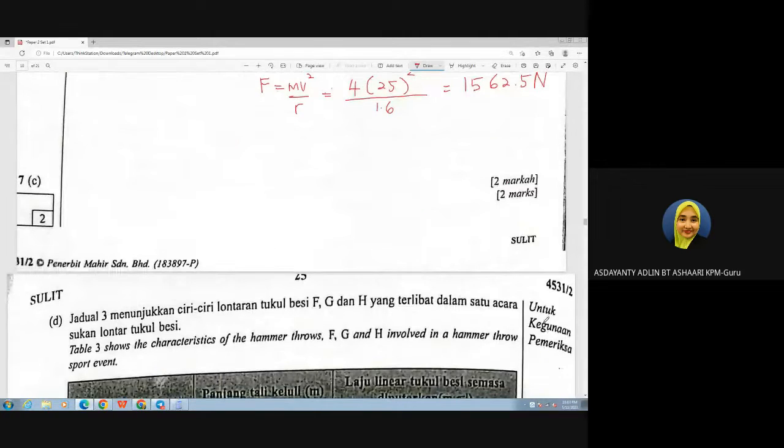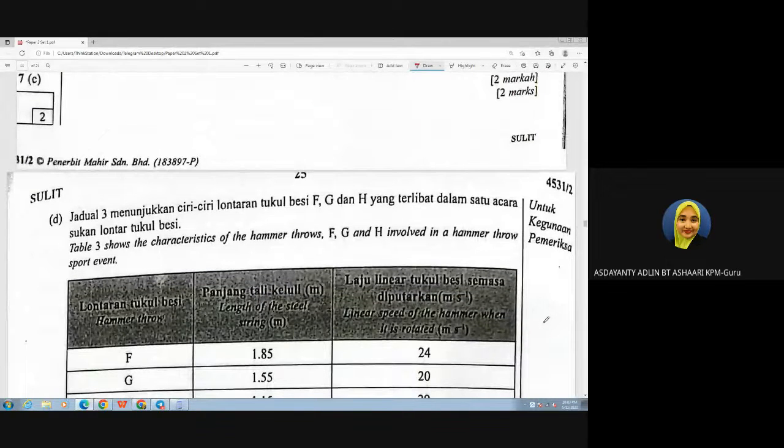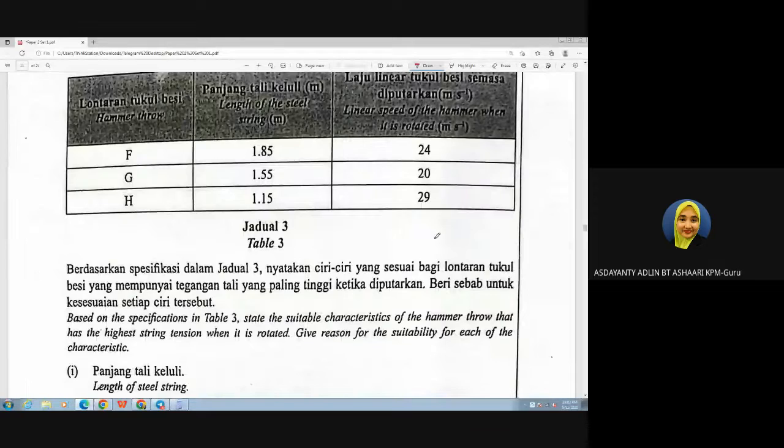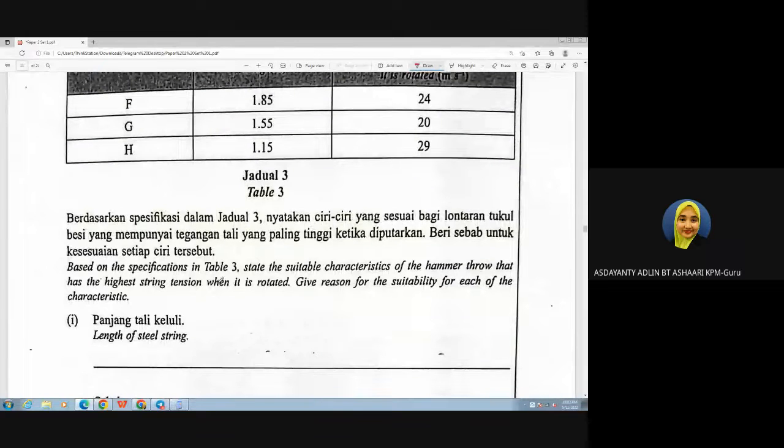Baik ya. Okay, now kita pergi kepada D. Table 3 shows the characteristics of the hammer throws F, G, H involved in hammer throw sport event. Okay, based on the specification in table 3, state the suitable characteristics of the hammer throw that has the highest string tension when it is rotated. Give reason.